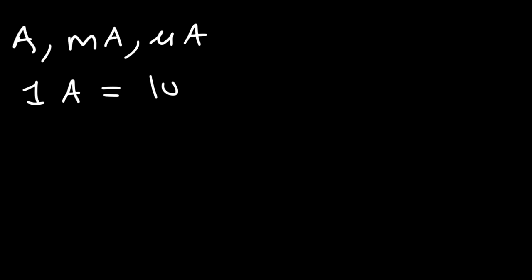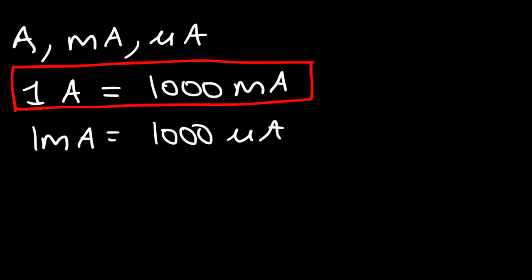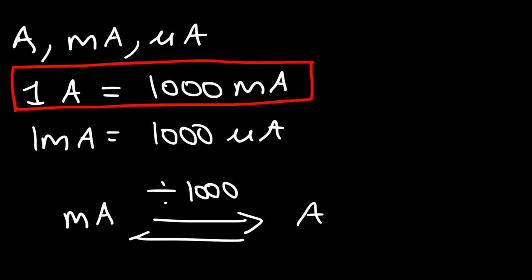Now let's talk about the units. So you might see current measured in amps, milliamps, or sometimes even microamps. You need to know that 1 amp is equal to 1,000 milliamps, and 1 milliamp is equal to 1,000 microamps. But usually, you're going to deal with this fact. And so keep this in mind. Just like we converted millivolts to volts, if you want to convert milliamps to amps, simply divide by 1,000. And if you want to convert amps to milliamps, multiply by 1,000.